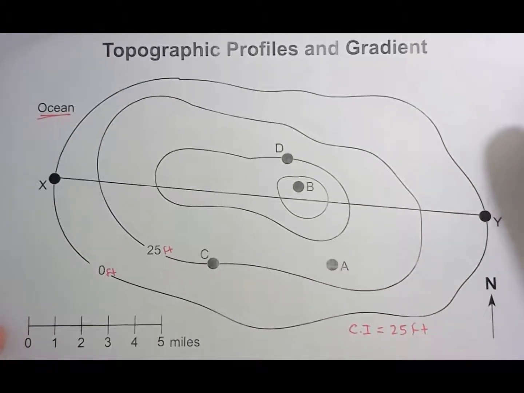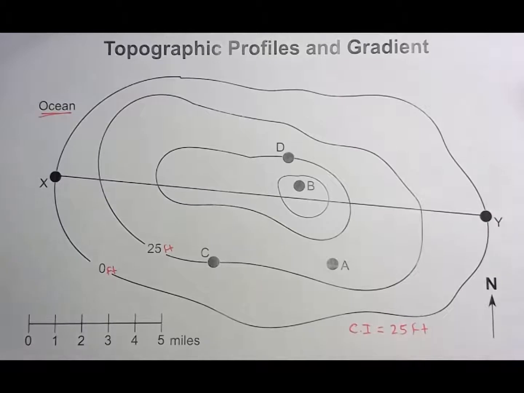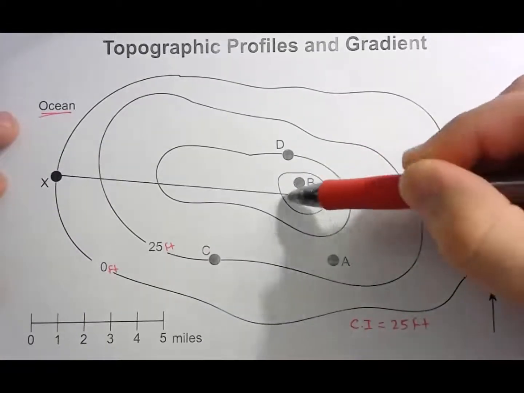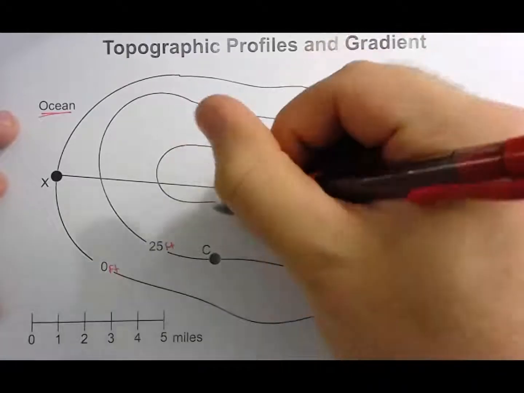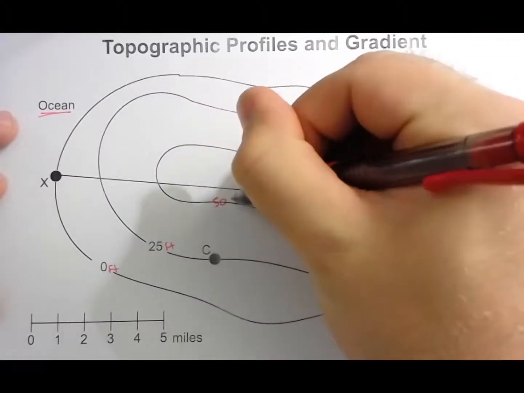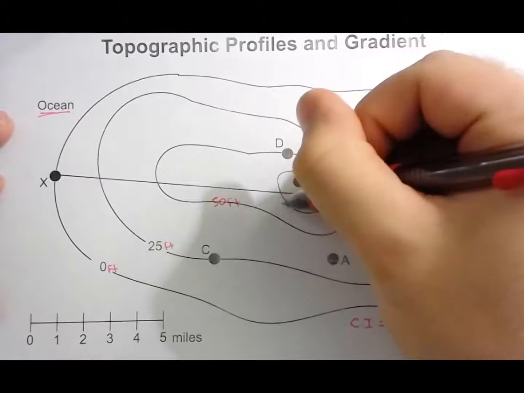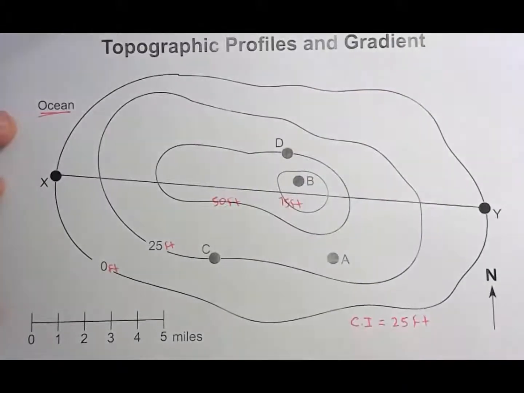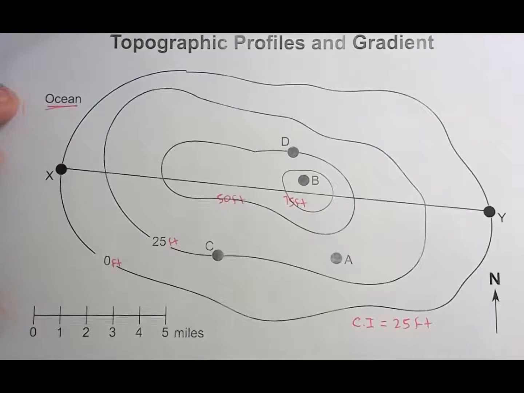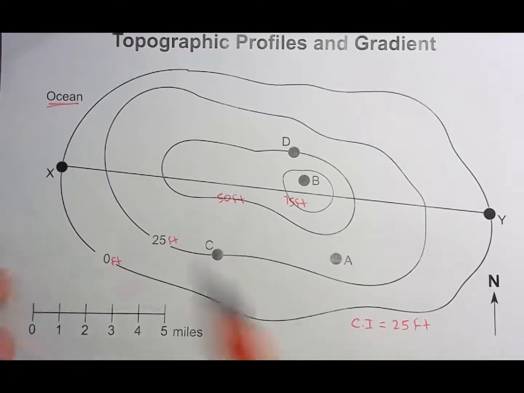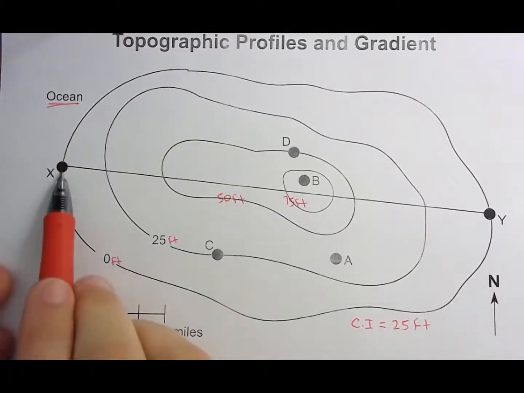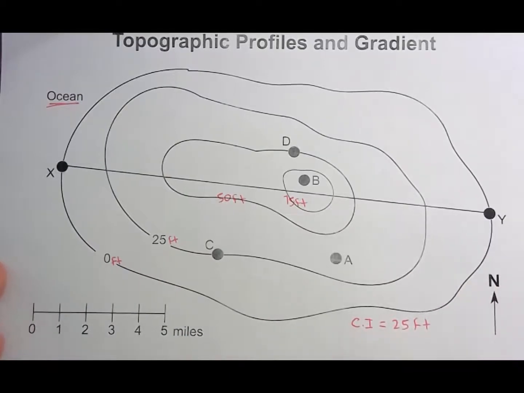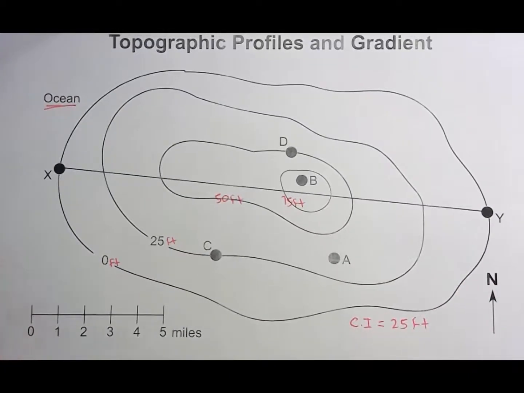Before we start looking at our profile, kind of the best thing to do is just to label all of the elevations here. So this line is going to be 50 feet. The next contour line will be 75 feet. Okay? So if we're going to go for the profile, you can see that there's a cross-section already drawn between point X and point Y. So those are the 2 points we're going to use to create our profile.